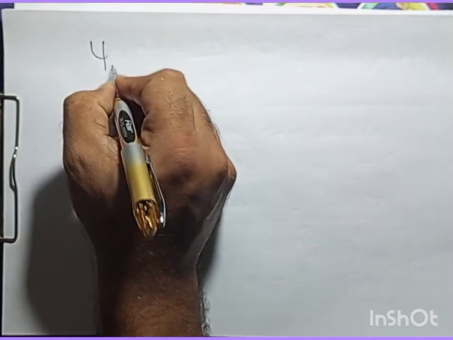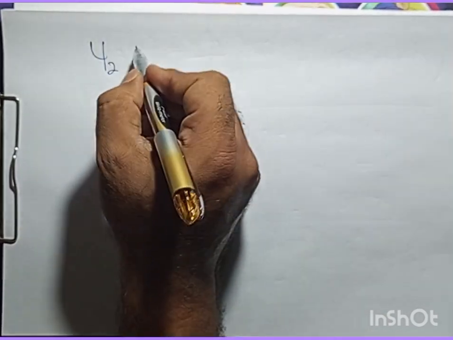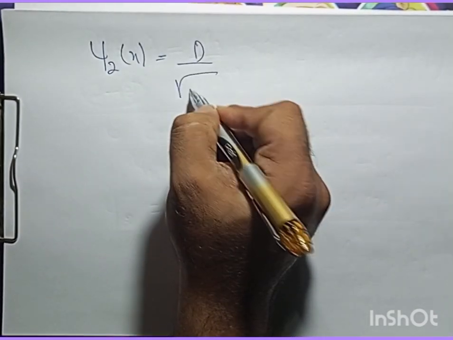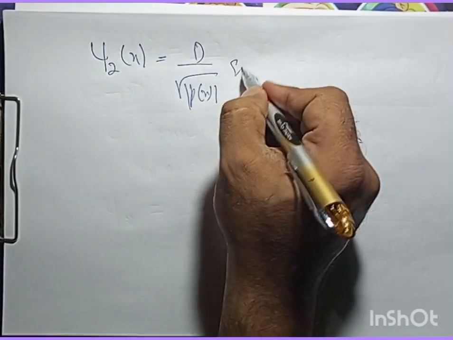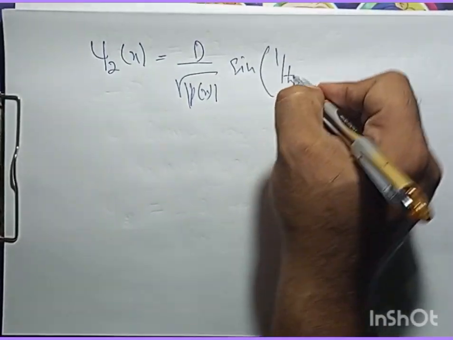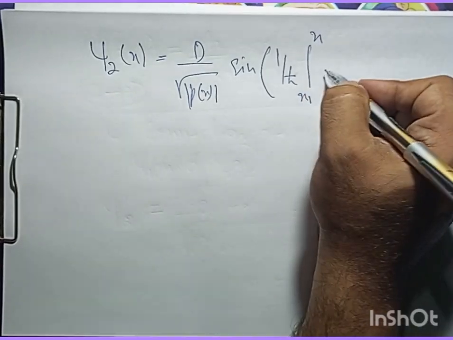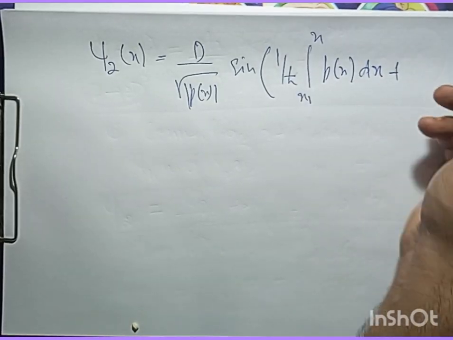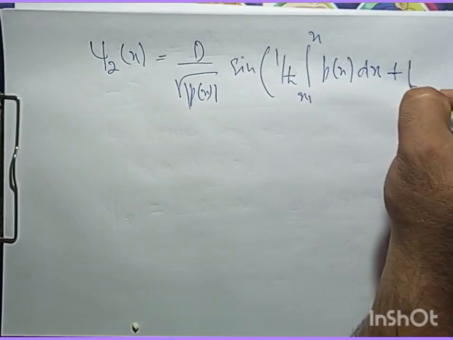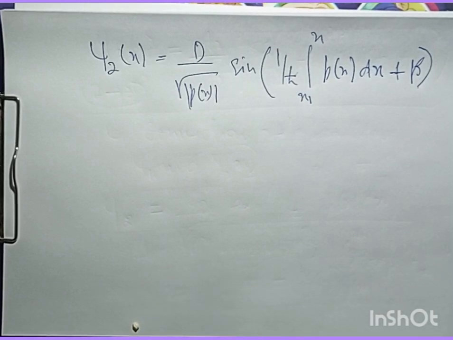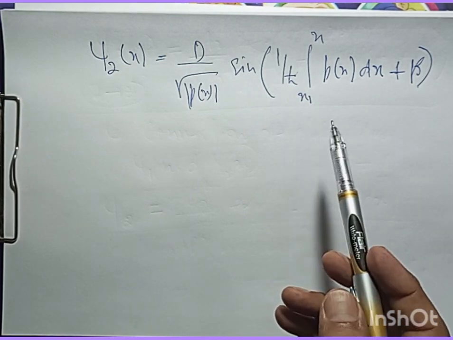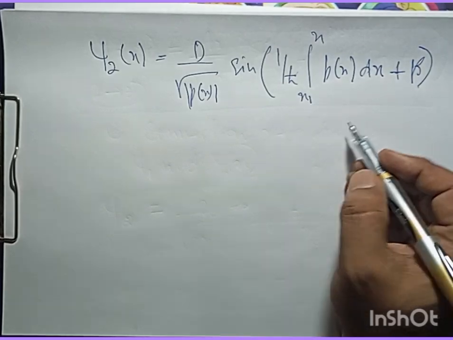psi 2. This is between 1 and 2, so this can be psi 2 of x equals d by under root of p of x, then sine of 1 by h bar integral x1 to x, p of x dx plus, here let us introduce the phase as beta. All right, and we can go back to a situation where we have x equal to x1, and certainly the quasi-classical case breaks down there.